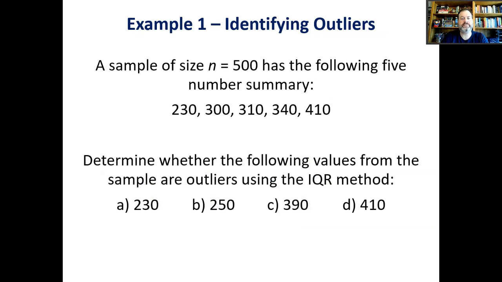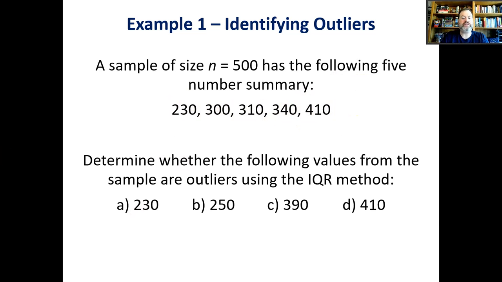So here's our first example. So let's say we have a sample of size 500 and we know the 5-number summary. So remember what the 5-number summary is. Here's the smallest value, Q1, median, Q3, maximum.